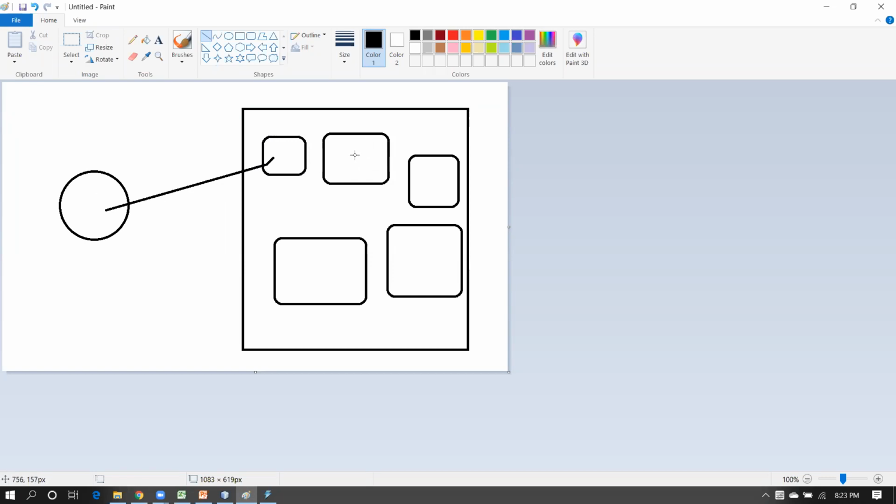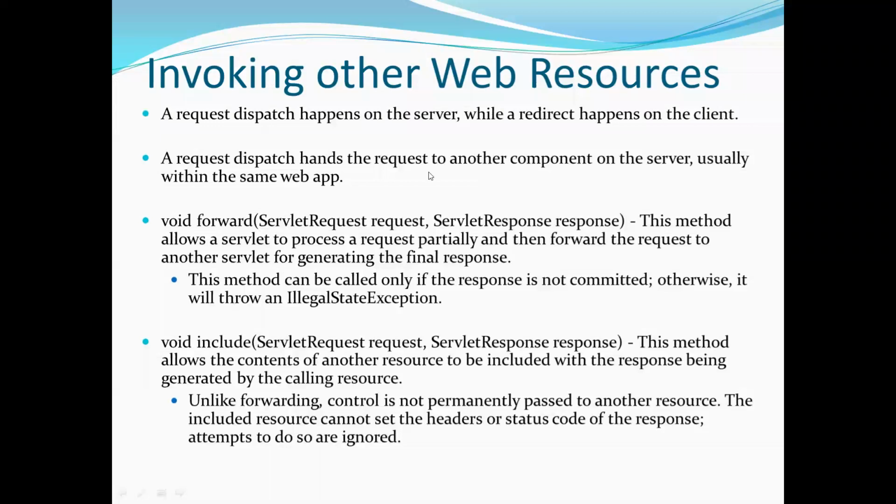So if this is a servlet, then it will also have another thread. So this thread will communicate with another thread within the server. So for that, we use RequestDispatcher. And to invoke any resource, we use methods like forward and include. There are two methods available to invoke the internal resources. One is called forward and the second one is called include.